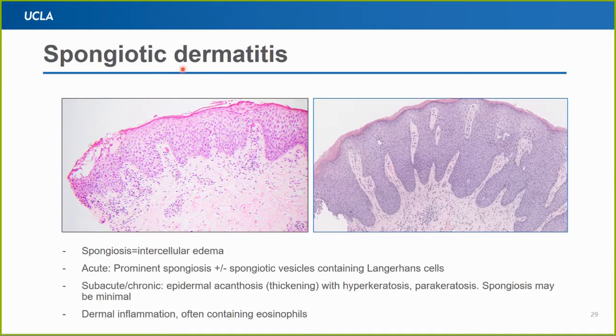At an acute phase, there is prominent spongiosis with vesicle formation that often contains Langerhans cells and serum. At subacute chronic stage, epidermal thickening is present with hyperkeratosis and often parakeratosis, which means retained nuclei in the stratum corneum. And spongiosis may actually be minimal to absent in subacute chronic stage. Dermal inflammation at all stages may contain eosinophils.